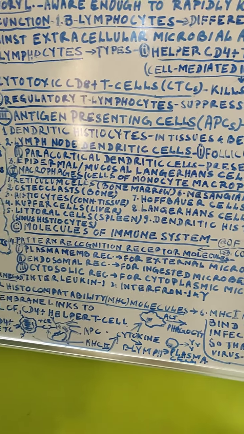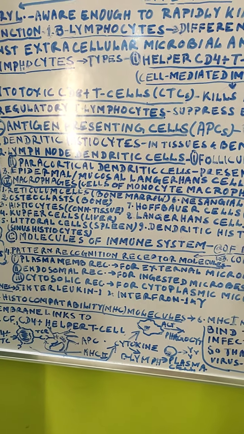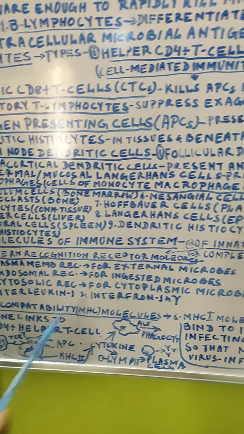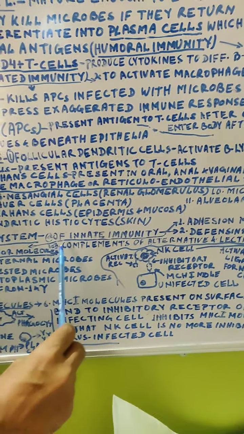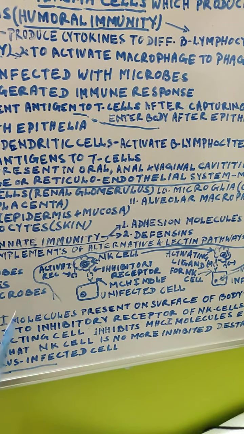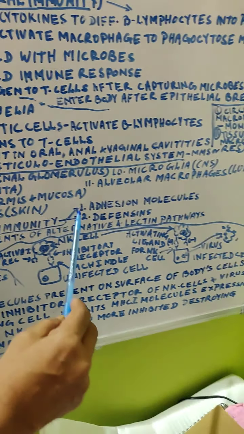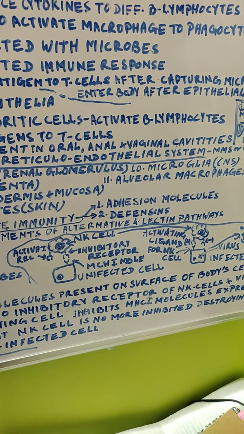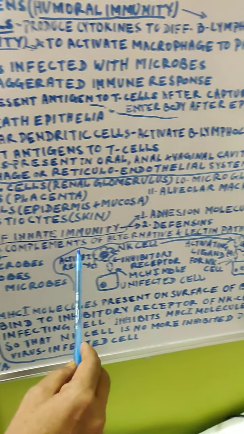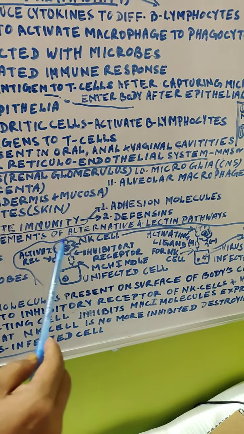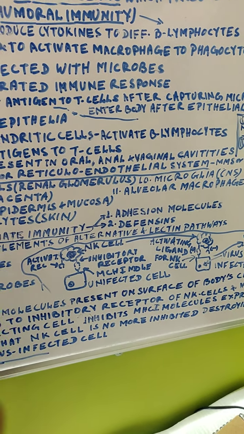They cause phagocytosis of the pathogens. Now after that we shall deal with the molecules of the immune system, and first the molecules of innate immunity. These are number one adhesion molecules, number two defensins, and third the complements of the alternative and lectin pathways. These are three molecules of the innate system.